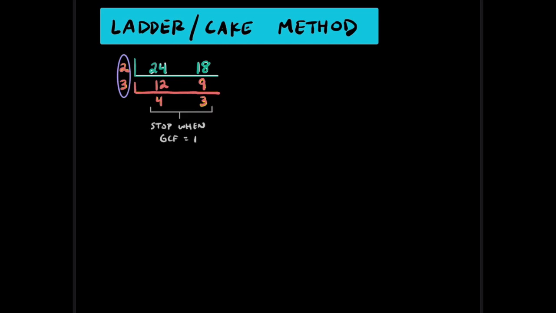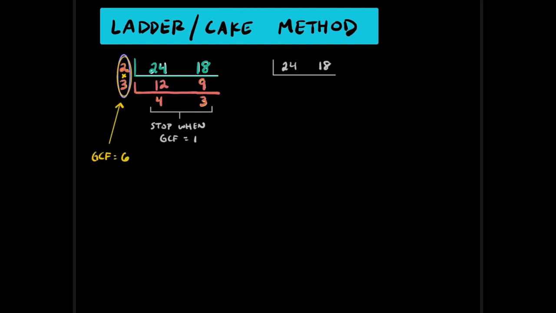We know to stop creating steps for the ladder or layers for the cake when the GCF of these bottom numbers is 1. Since the only common factor 4 and 3 have together is 1, we can't get any smaller. The product of these numbers on the side always results in our greatest common factor. Again, the GCF here is 6.